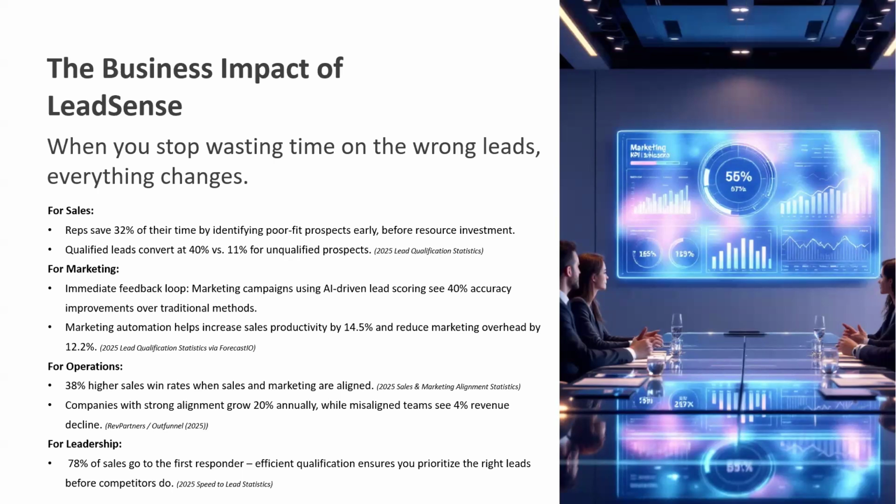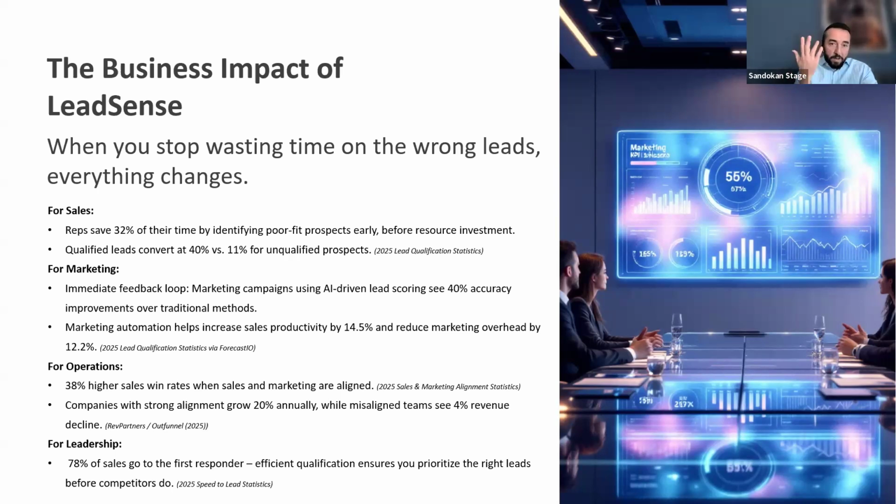Now, what about marketing? You're spending money on campaigns, driving leads, and then crickets. Or worse, sales comes back and says, hey, these leads are garbage. But with AI-driven lead scoring, you get immediate feedback. You see which campaigns are driving high fit leads in real time, not 3 months later when sales finally follows up. The data shows that AI-driven scoring improves accuracy by about 40% over traditional methods. That means you're not just generating more leads, you're generating better leads.